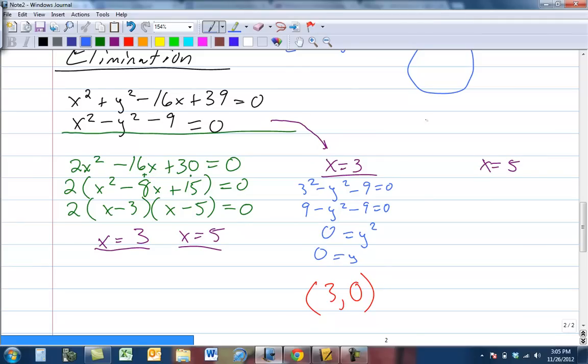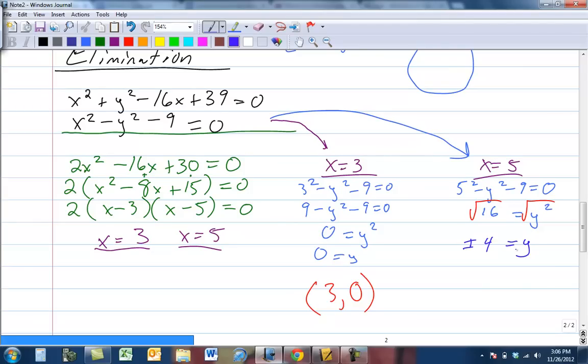What about when x is 5? Again, I'm going to use this equation. So I got 5 squared minus y squared minus 9 is equal to 0. I'm going to go ahead and move this y squared first. y squared equals 25 minus 9 is 16. So y squared is equal to 16. In order to unsquare, we'd have to square root both sides. And whenever you use a square root to solve, y is plus or minus 4.